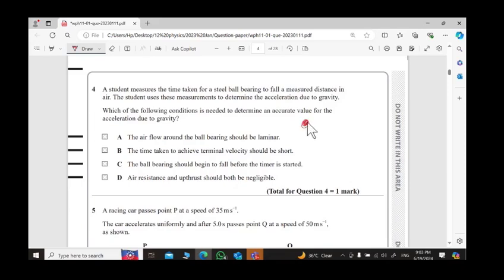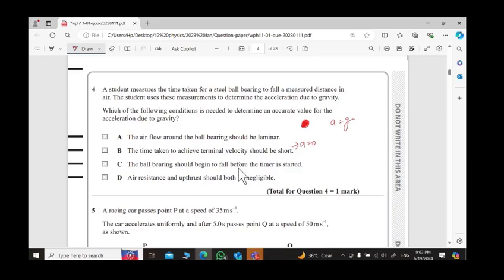So the steel ball is very heavy as compared to the air resistance. The airflow around the ball bearing should be laminar. So if it is moving down, its weight is very much higher than the upthrust or the airflow. If it is laminar or turbulent, it makes no big difference. And similarly, the time taken to achieve the terminal velocity. At terminal velocity, we know that acceleration is 0. But we need acceleration equal to the gravitational acceleration. So it means that this option is not correct.